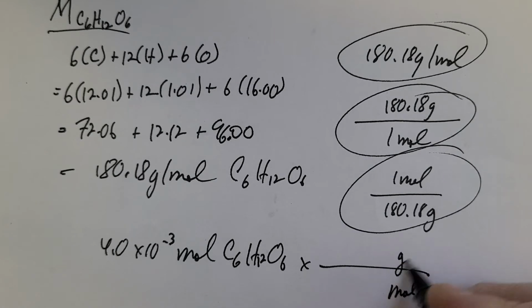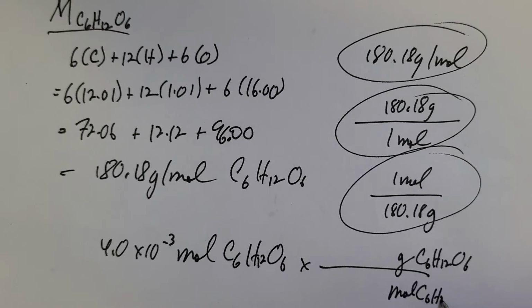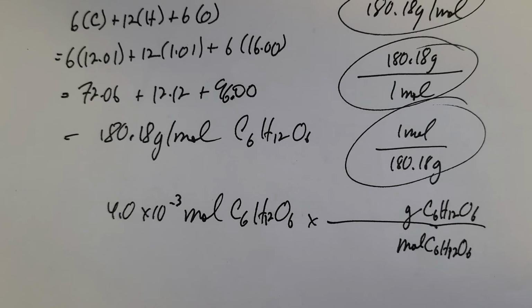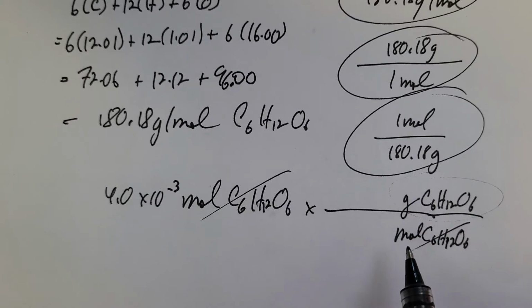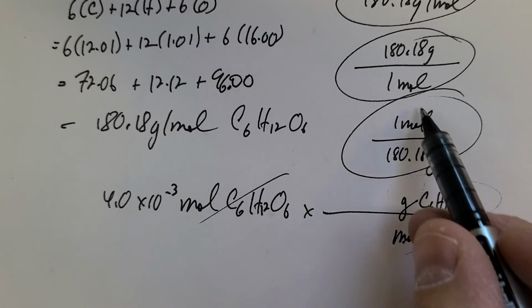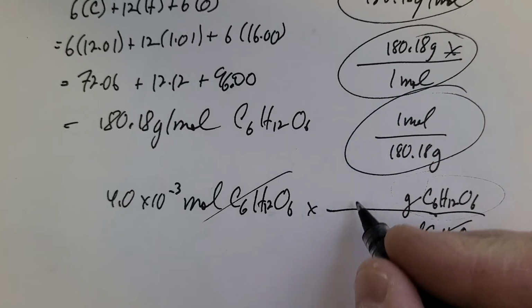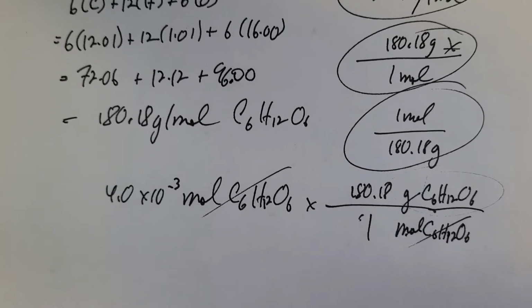Moles to grams, C6H12O6. So you can see here, and we always want to do that, we always want to cancel the unit that we're starting with and end up with the unit that we're being asked to find. So of course, let's see here, moles on the bottom, there it is right there. So 180.18 grams is 1 mole.